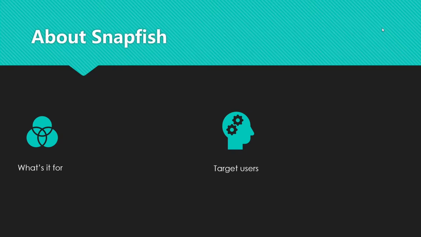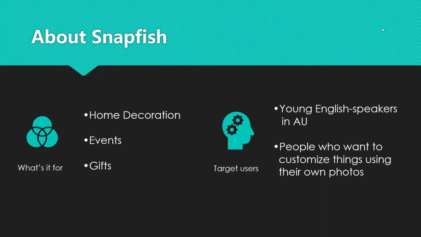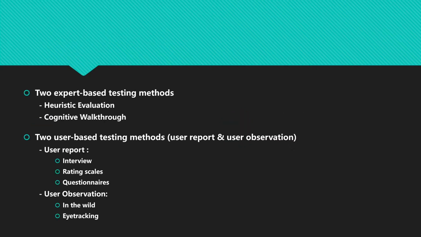So the Snapfish website is a photo editing tool which allows users to customize and design their own products, including photo books, calendars, photos, bags, and so on. The main usage is for home decoration, events, and gifts. The target users are young English speakers in Australia who want to customize things using their own photos. We use both expert-based and user-based methods for our testing.